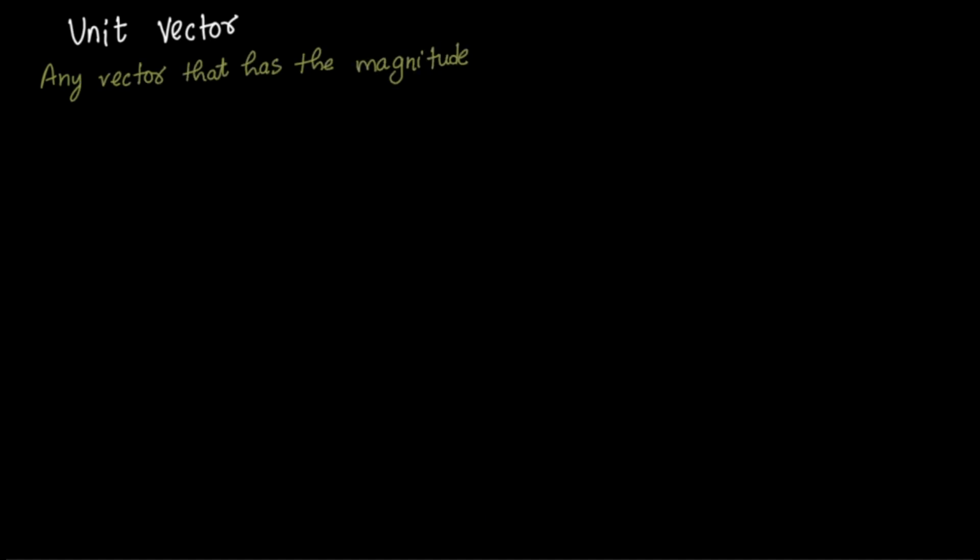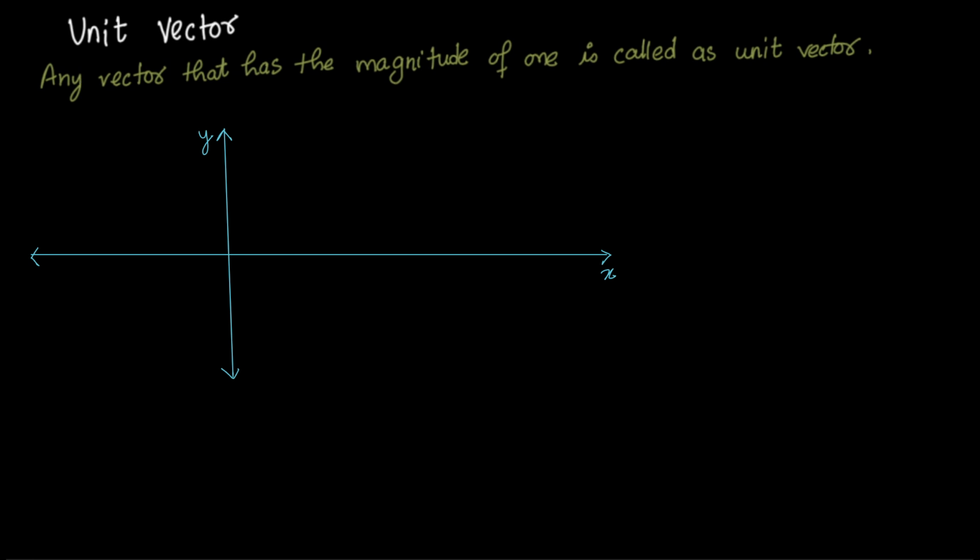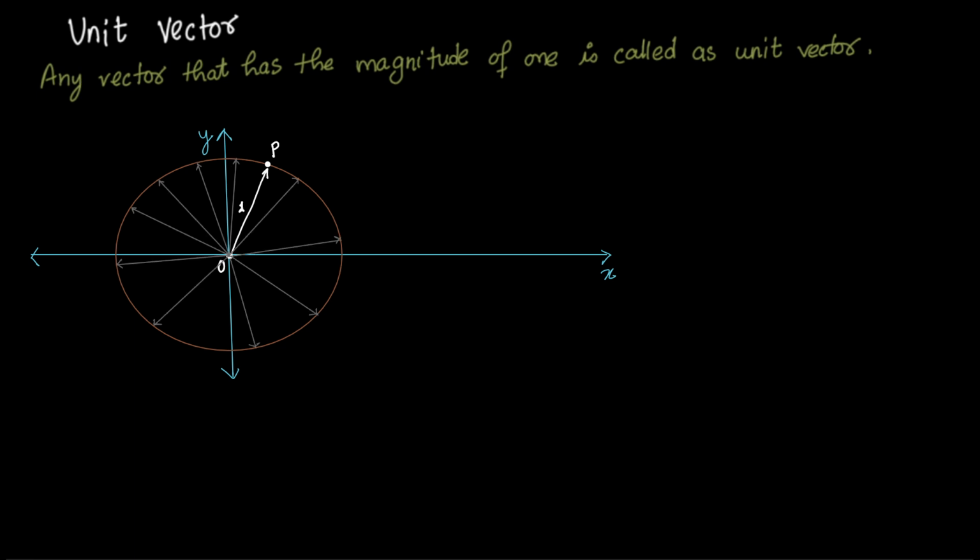Any vector that has a magnitude of 1 is called a unit vector. In a two-dimensional space having the origin O, take a point P, which is at a unit distance from the origin. So vector OP will be a unit vector. If we draw a circle having a center at O and of unit radius, and draw a vector joining point O to any point on the circumference, then this is also a unit vector. In this way, we get an infinite number of unit vectors having different directions.